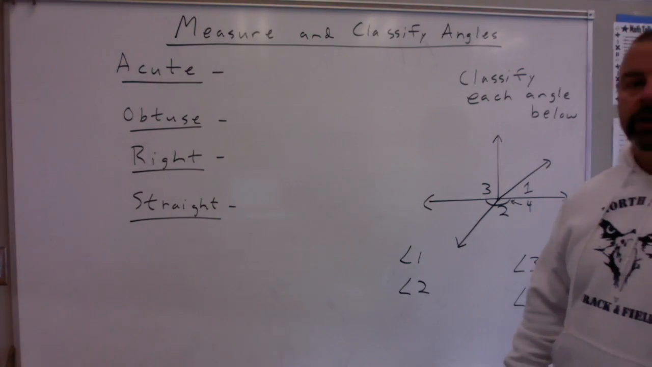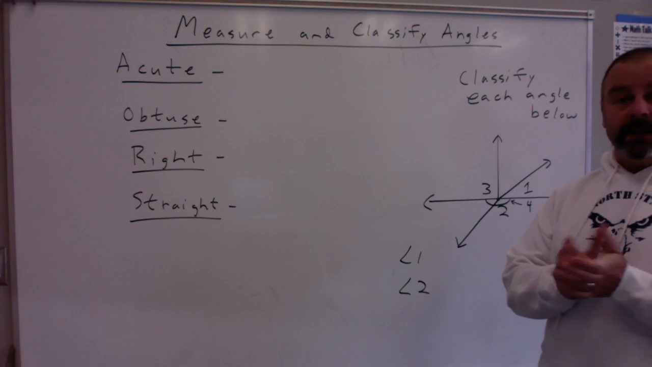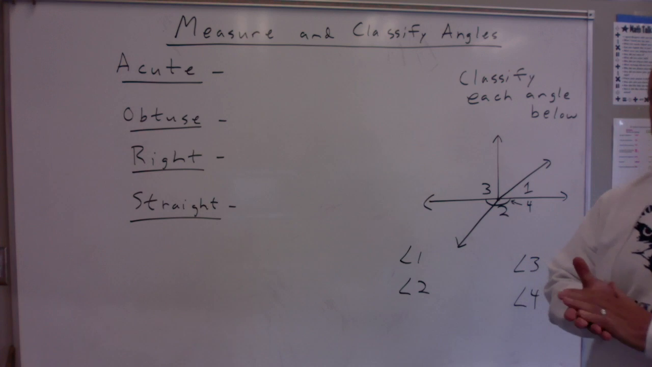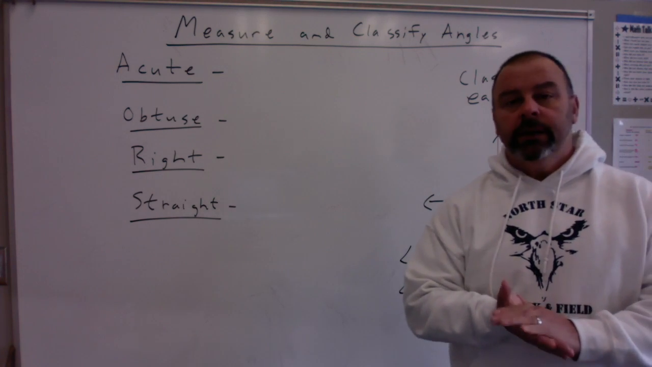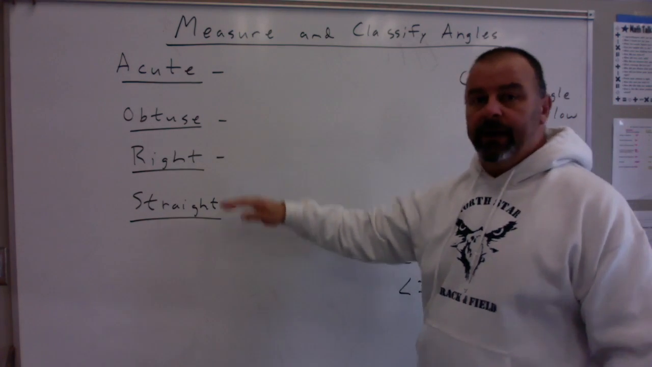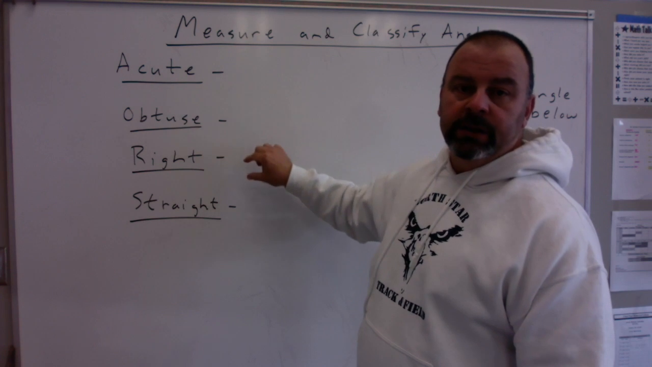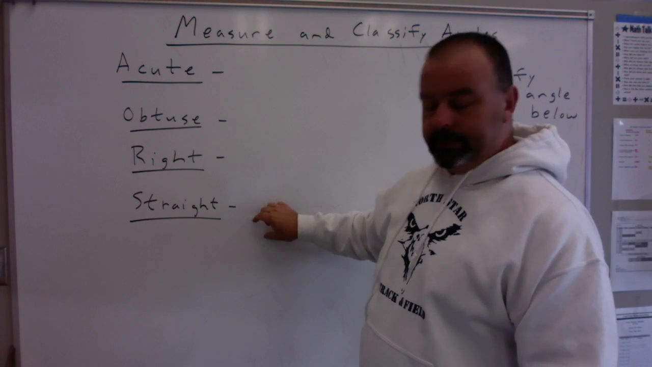And we're going to measure and classify angles. So we're going to talk about classifying them today, and we're going to talk about how we measure them in the next lesson. But first of all, let's get through the vocabulary. We have the vocabulary words: acute, obtuse, right, and straight.